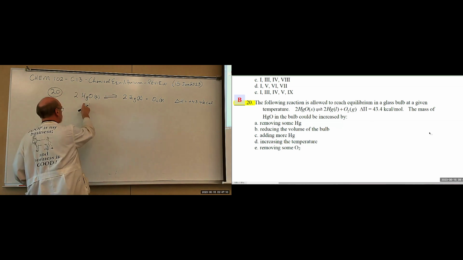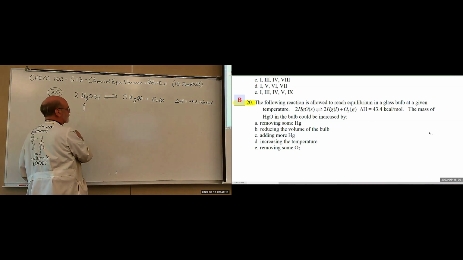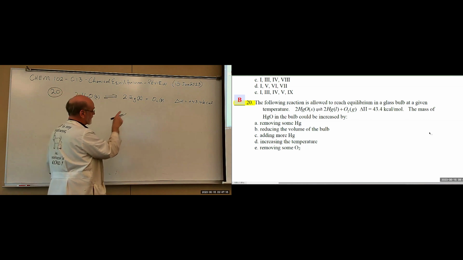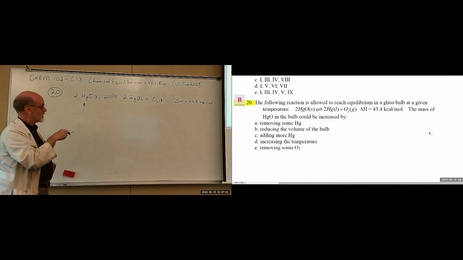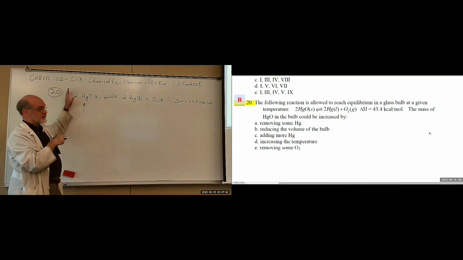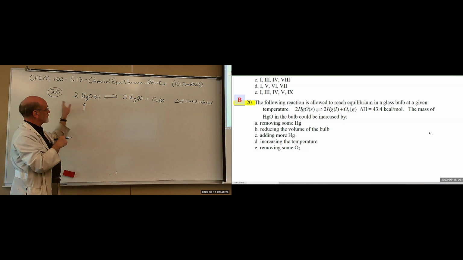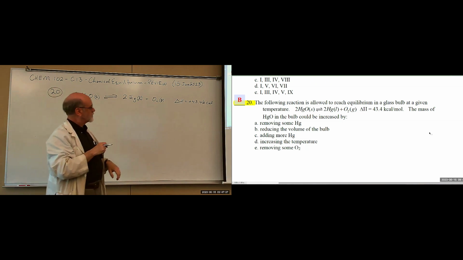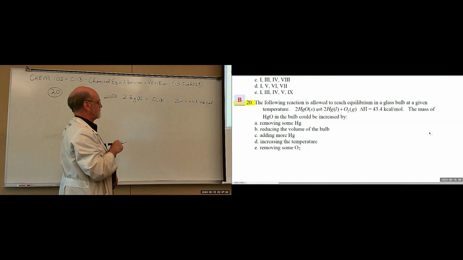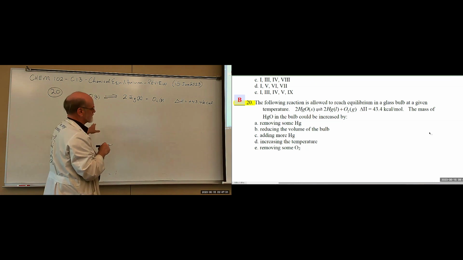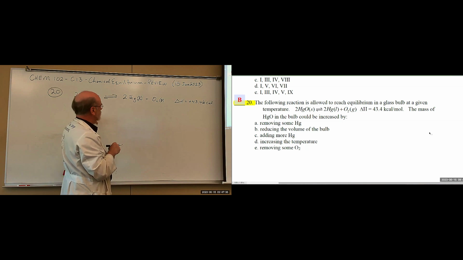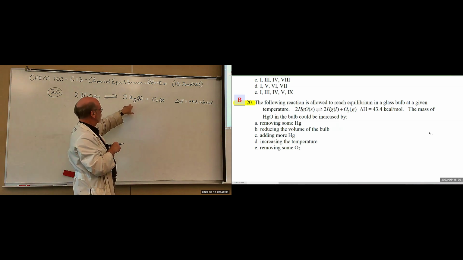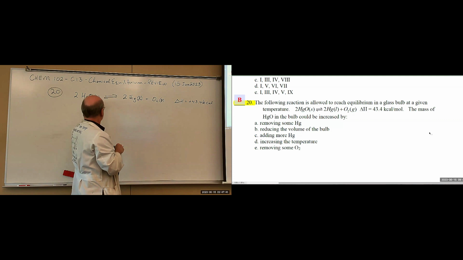The mass of HgO in the bulb could be increased by... Okay. We want to increase this one. What would we have to do? Well, if it's endothermic, cool it down. Remove the heat because the heat factor is over here. So you decrease the temperature, it's going to move it back to this one. Is that one of our options? Now, D is increasing the temperature, that's false. All right, A is removing some of this. If you remove some mercury, you're going to have less of that. Right? So that can't be it.